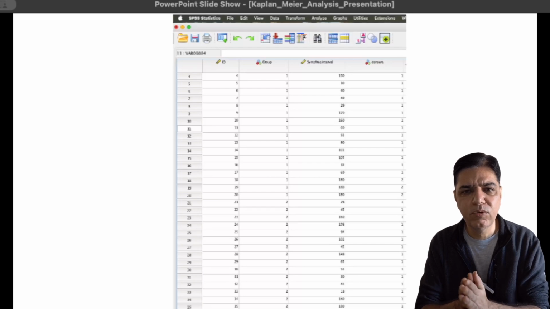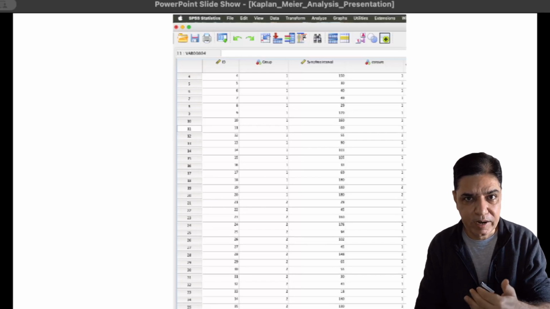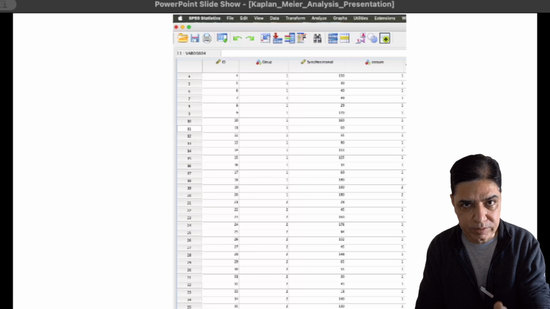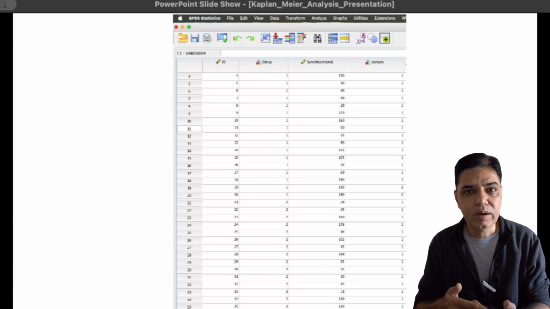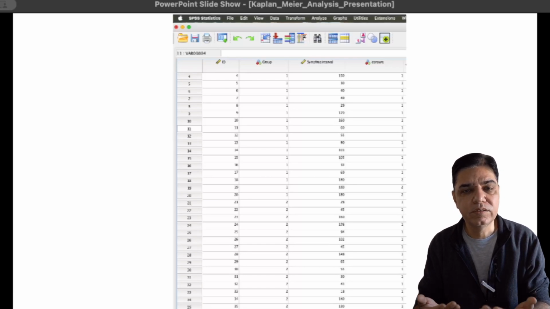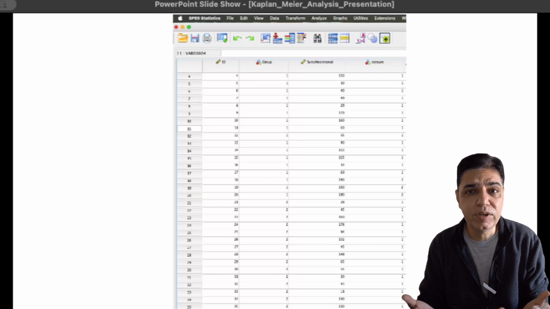Okay, and the fourth column you can see is for censored. So censored means, if they came back to us, okay, they were not censored because they came back and we had their data recorded. If they didn't come back to us, then number 2 is given for censored. Censoring means they were symptom-free or they didn't come back to us, they were lost to follow-up.